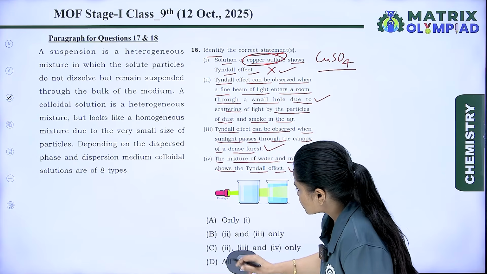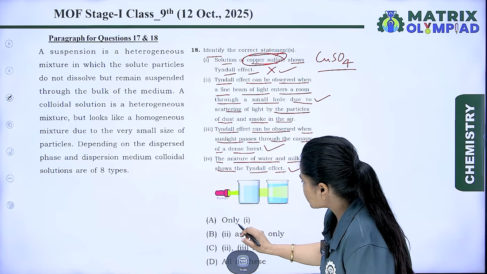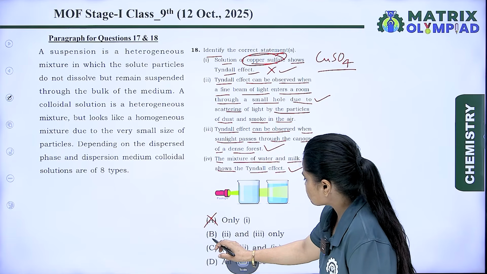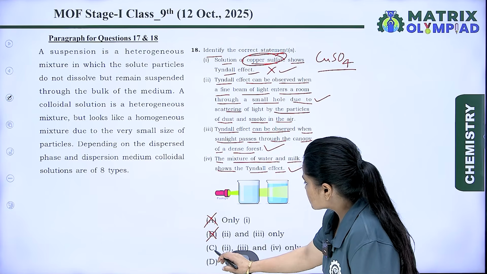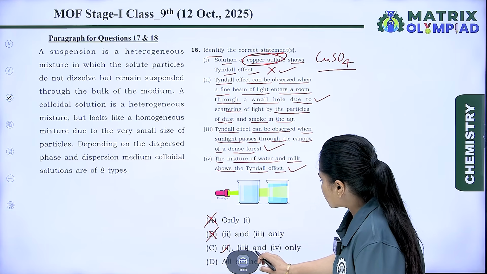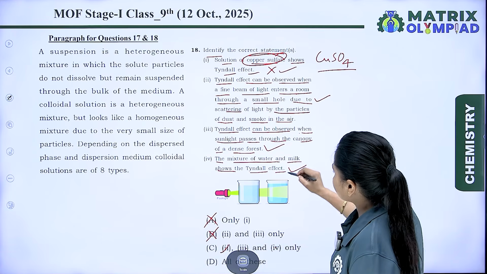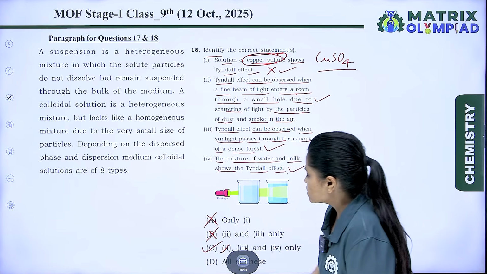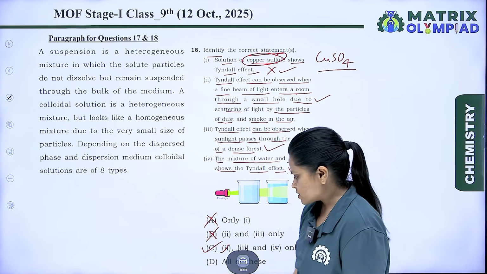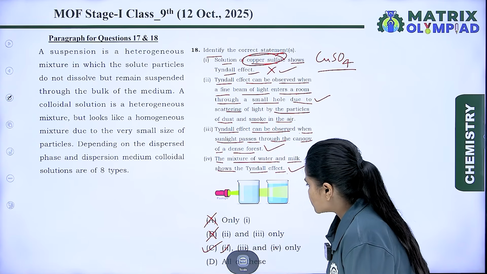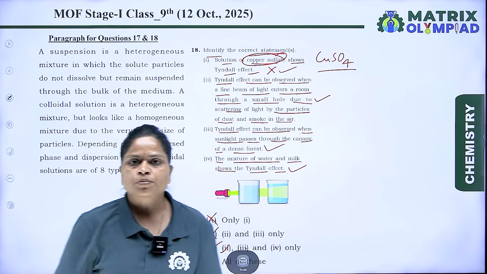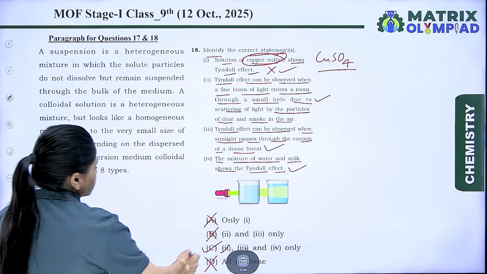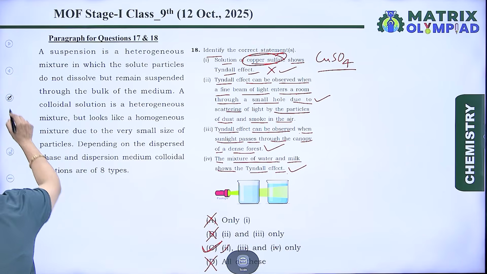So, let's check the options. A. Only one. No, this is wrong. B. Second and third only. No, this is again wrong. C. Second, third and fourth. Yes, second, third and fourth are correct. So, C option is the correct answer. D. All of these. No, these are not all correct. So, D option is also wrong. The correct answer is option C.